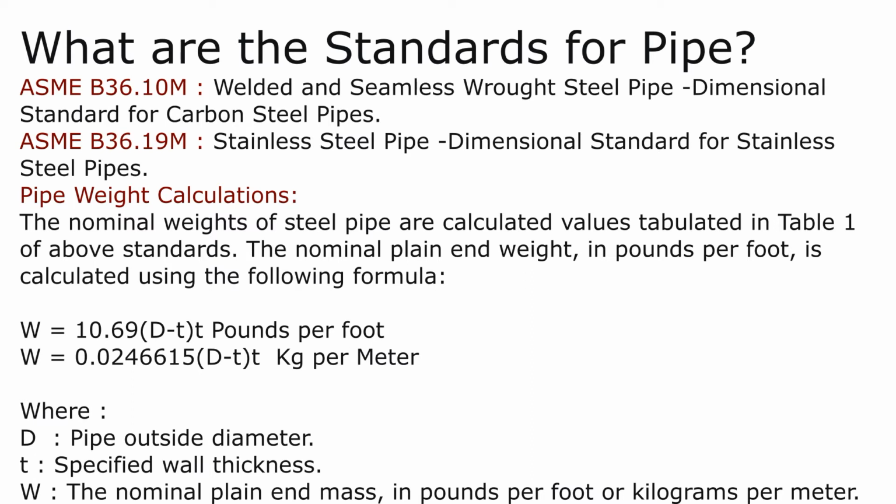Okay, then in this standard we find the weight calculation. The nominal weight of steel pipes are calculated values and are tabulated in table 1 of these standards. The nominal plain end weight in pounds per foot or kg per meter are given in these formulas: W is equal to 10.69 (D minus T) T pounds per foot, W is equal to 0.0246615 (D minus T) into T kg per meter, where D is the outside diameter, T is the specified wall thickness, and W is the nominal plain end mass, pounds per foot or kg per meter.